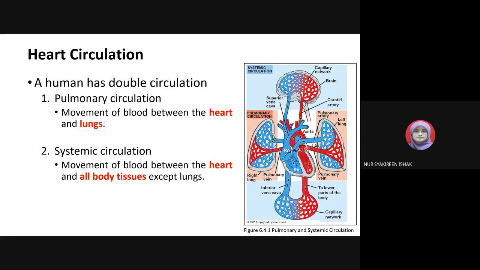Okay, so the pulmonary vein will allow oxygen rich blood coming from the left and right lungs back into only the left atrium. It means that the left atrium receives oxygen rich blood coming from both lungs, from the pulmonary circuit. So the left atrium will then pump the oxygen rich blood into the left ventricle.